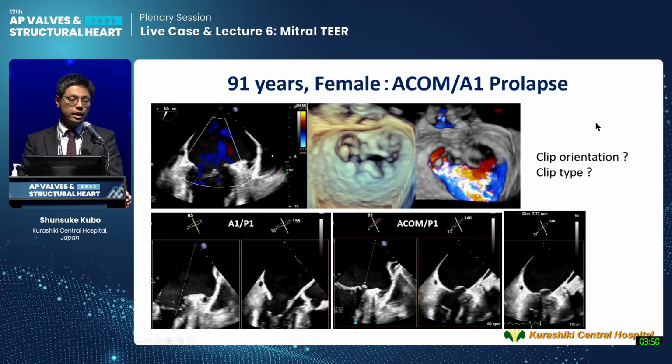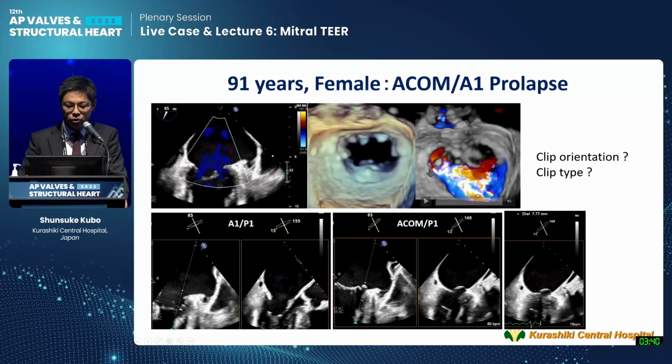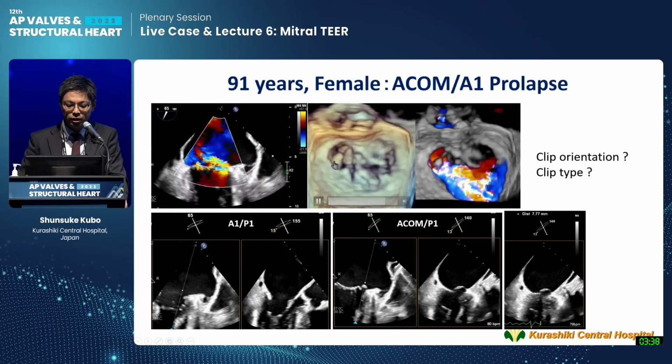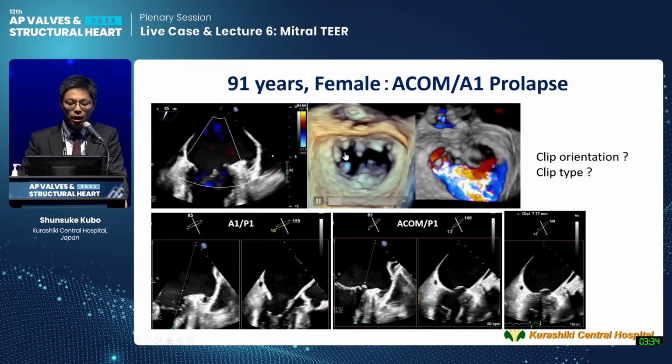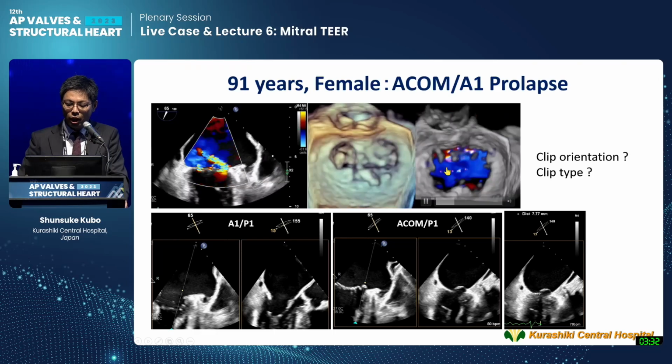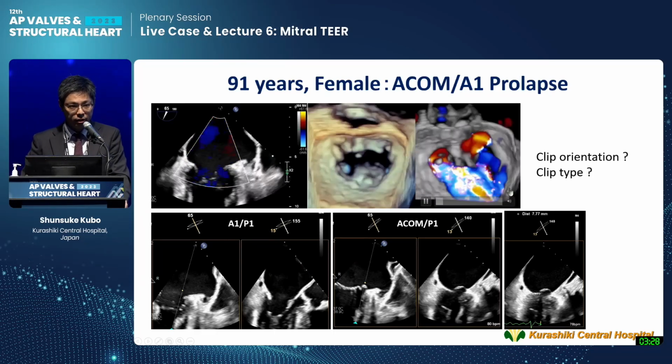So next case is a 91-year-old lady who had a prolapse of the anterior commissure and A1. So this is a bicommissure image. This is a 3D image. You can clearly see the isolated anterior commissure prolapse and A1 prolapse. The MR coming from the anterolateral to the posteromedial.